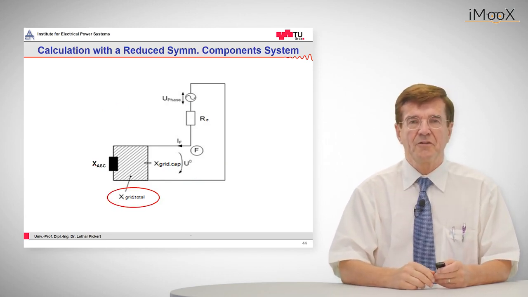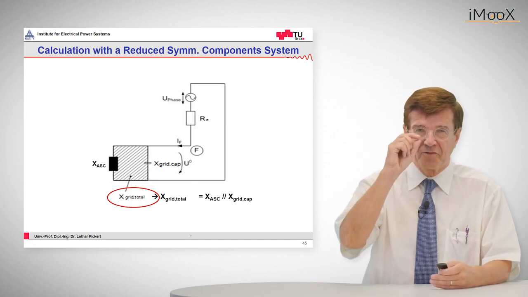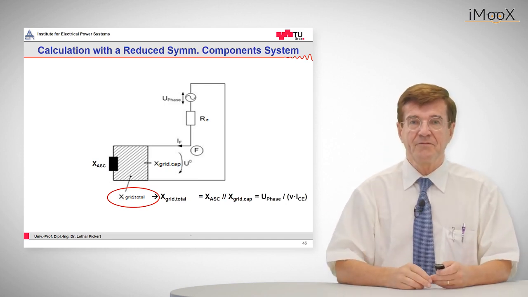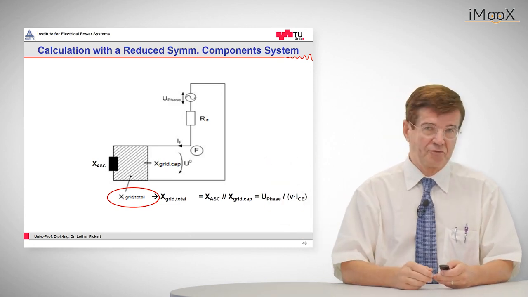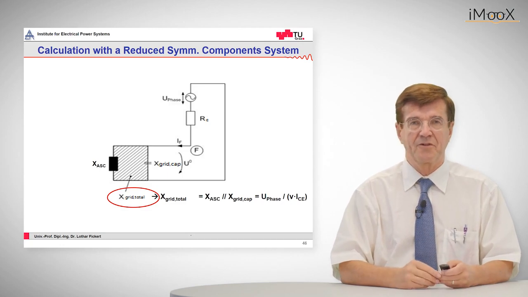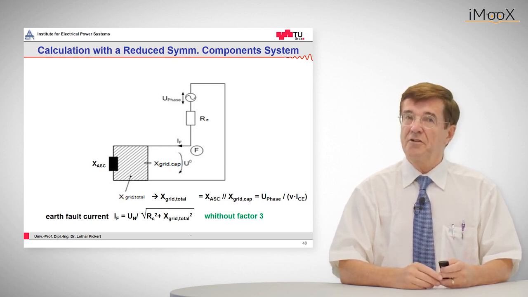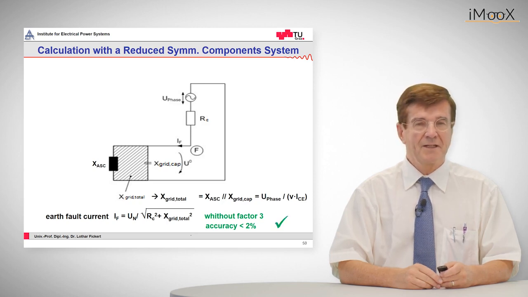And what is the value of this impedance? We know it. We know that this reactance is designed in such a way that it allows only a small proportion of these capacitive currents to go through. And this is given by the phase voltage divided by this residual current, which is made up of the detuning, which is usually given by the factor v. And the whole current is just made up of this. Again, no factor of 3. And by the way, this is very accurate. The accuracy is approximately 2% in real-world networks, so we can be happy with this solution.